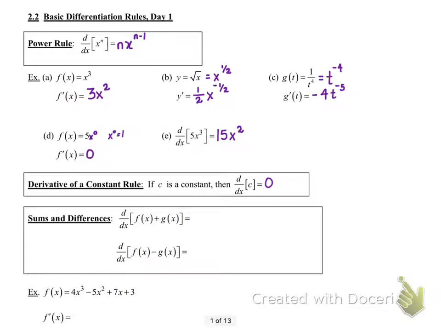When you take the derivative of a sum, it's the same as the sum of the derivatives. And the derivative of a difference is the same as the difference. I feel like I said the same thing twice. Let me try that again. Okay, the derivative of the difference is the same as the difference of the derivatives.